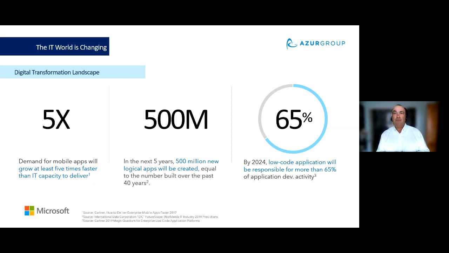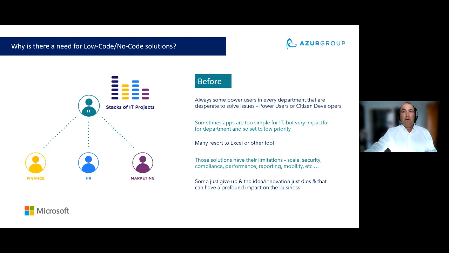And by 2024, 65% of apps will be developed with some degree of low-code technology because they will have to in order to keep up with the demand. If we go a step deeper to understand the need for low code, no code, and where this number of half a billion apps is coming from, and how technologies like Microsoft Power Platform can help.